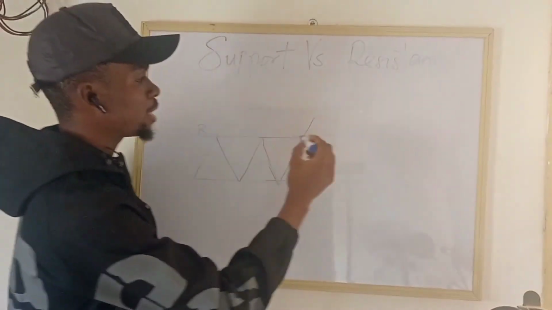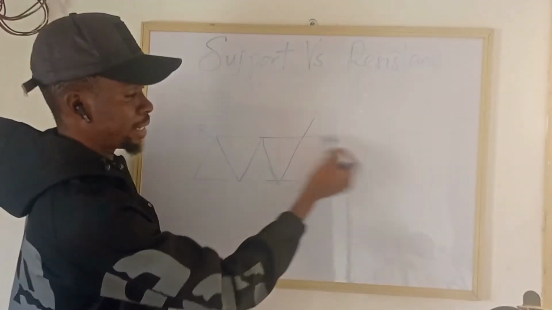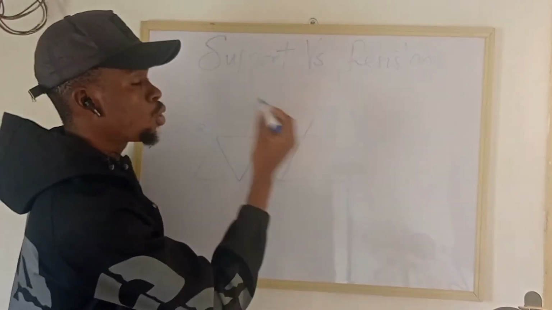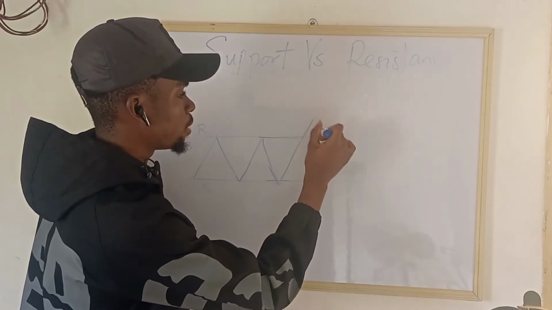So when price comes back, price may not even get to this line that I drew. Price may not even get there. So what I just want to confirm is I want to see a pullback. I want to see a pullback to this level.